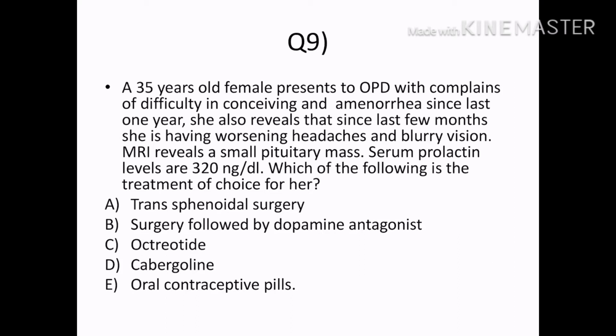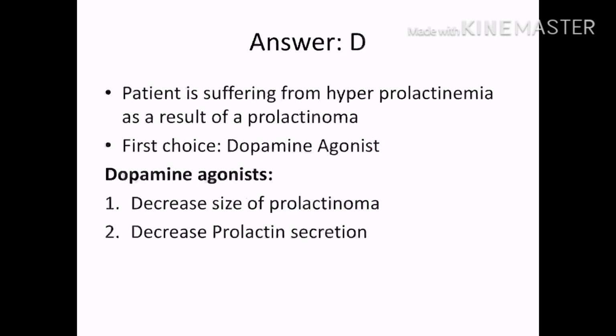We need a treatment such that will decrease the levels of prolactin in the body and also decrease the pituitary adenoma mass so that she is relieved of headaches and blurry vision. Now the right option here is not surgery, not radiation, but drug. That drug is dopamine agonists. Dopamine agonists are the first line treatment in patients suffering from hyperprolactinemia or prolactinoma. Dopamine agonists decrease the size of prolactinoma and they decrease prolactin secretion. Dopamine agonists include cabergoline, that was the option number D.